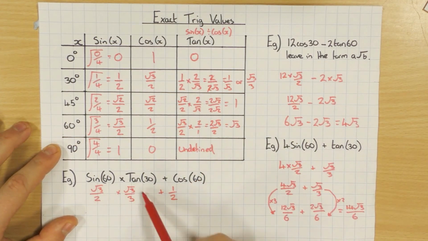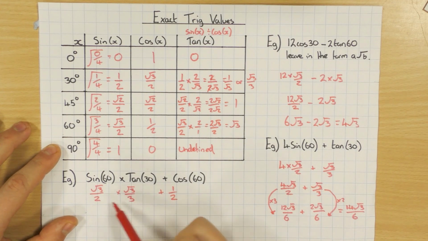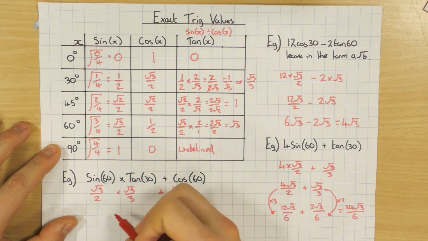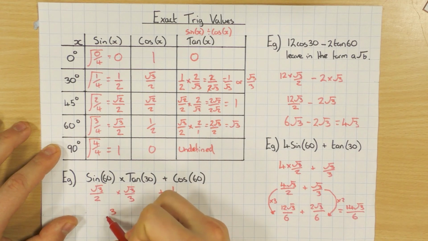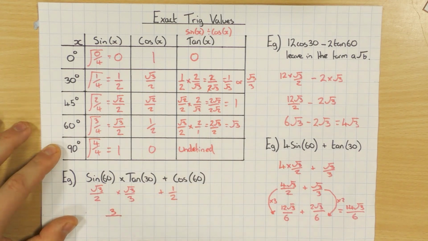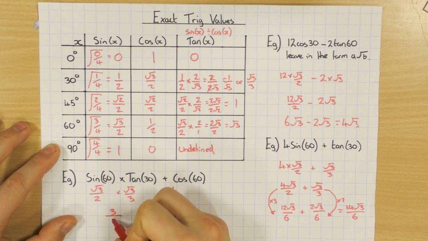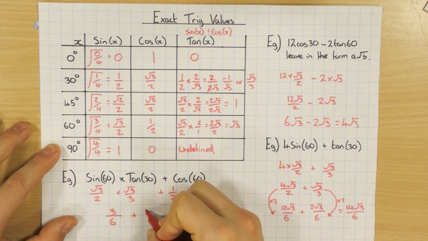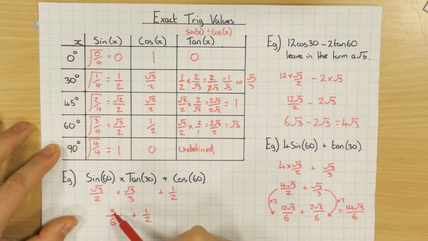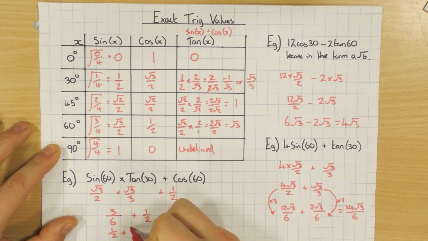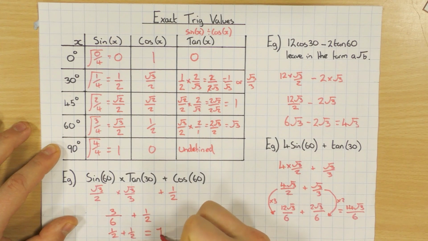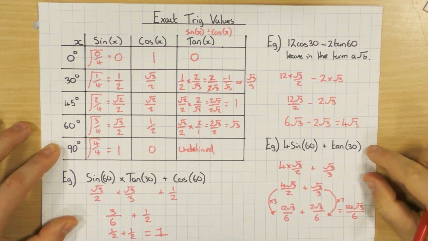So remember, BIDMAS, I'm going to do the multiplication first. So times and fractions, easy, times the top, times the bottom. So root 3 times root 3 will just be 3. Check out my surds video if that doesn't make sense. 2 times 3 is 6. Then I'm going to add 1/2. Okay? You simplify this, make it a little bit nicer. So that's going to be 1/2 plus 1/2, and therefore you get the answer of 1.